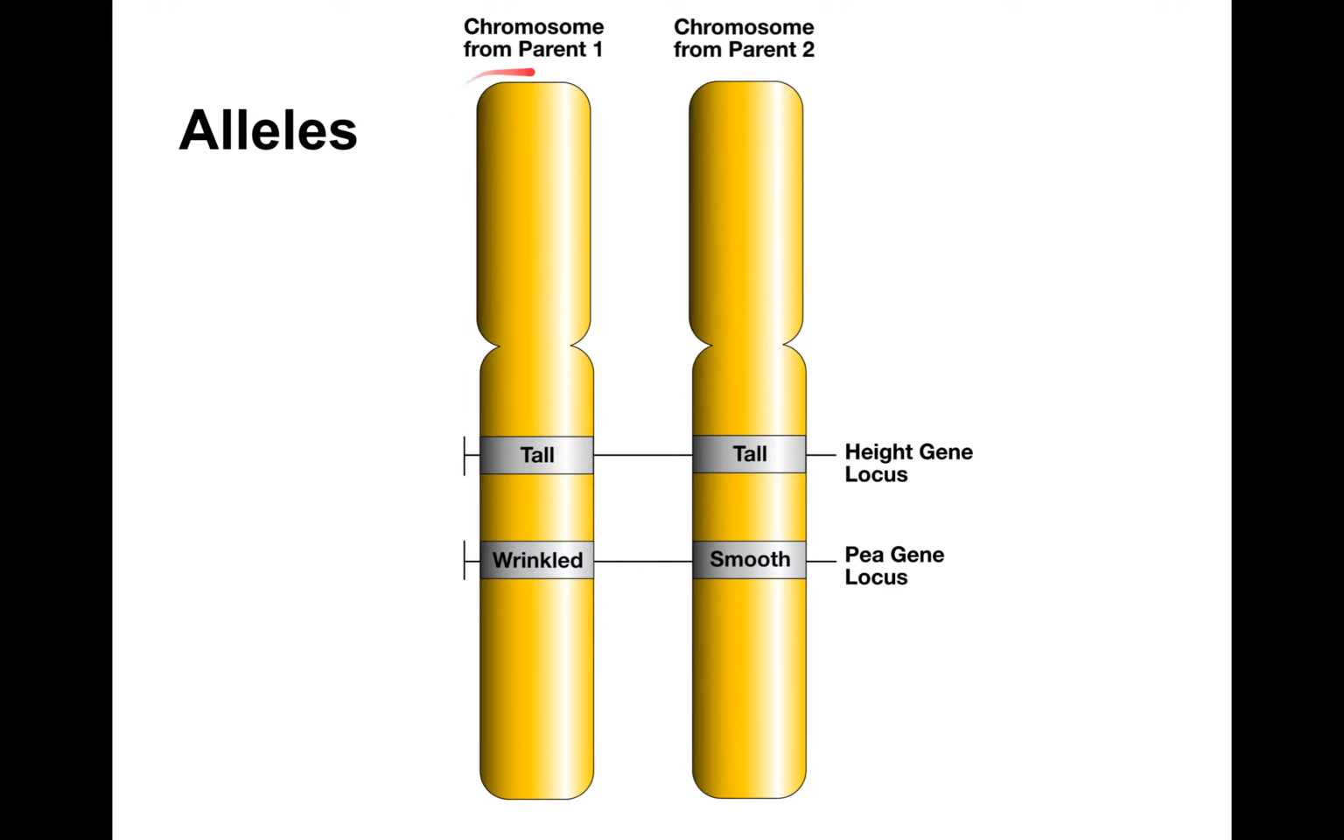Within a gene, within a chromosome or chromatid of an organism, each chromatid can have a specific trait. In this case, this is where height would be, and this is where the P gene locus would be. A locus is just a spot on a chromosome where we would find that specific trait.